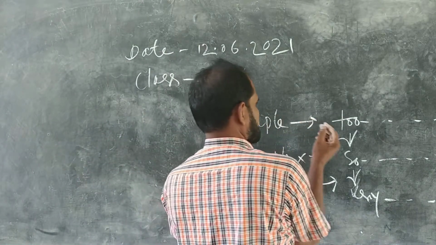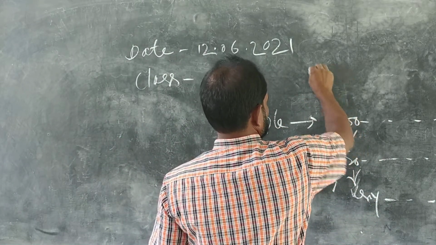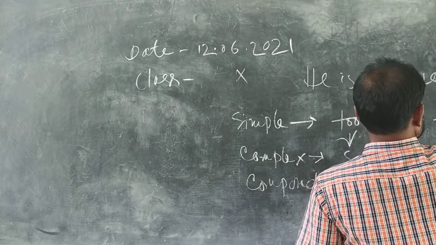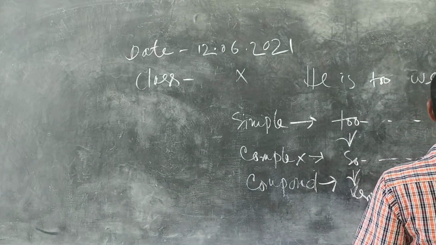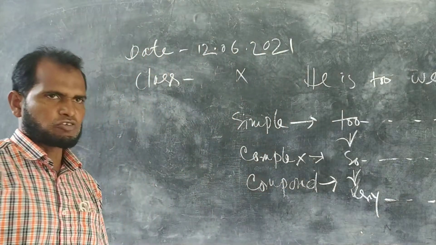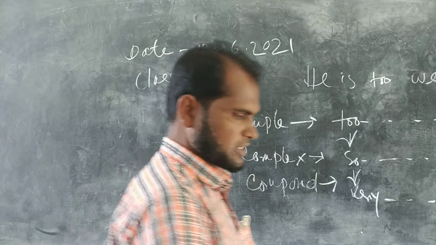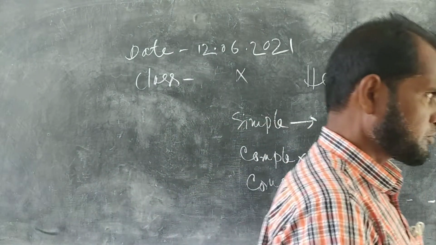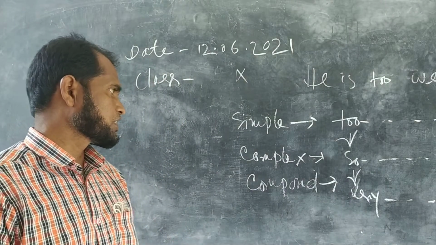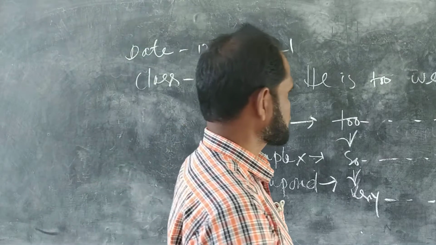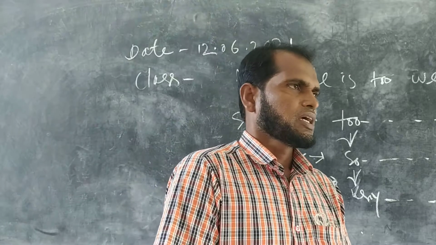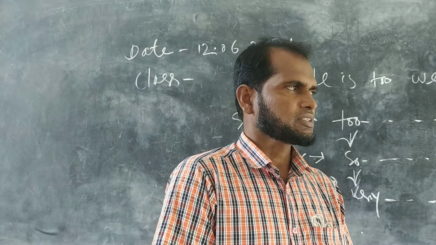Now I am going to give an example. That is, he is doing work. This is a simple sentence because there is only one finite verb and only one subject, he. And you have to make it a complex sentence, and you know the definition of a complex sentence: only one principal clause and one or more subordinate clauses. In this way, from the simple sentence, you have to make a principal clause and a subordinate clause.